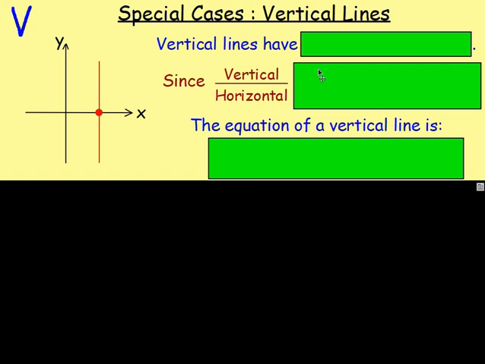If you try to get the gradient of a vertical line, once again, it will be the vertical distance divided by the horizontal distance.